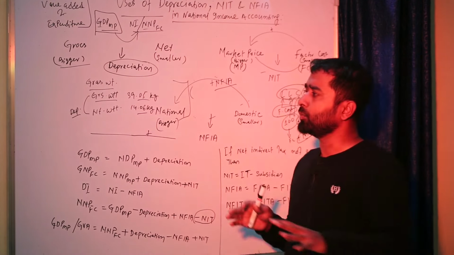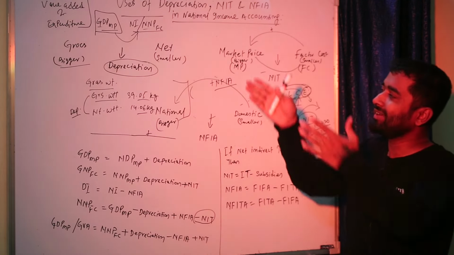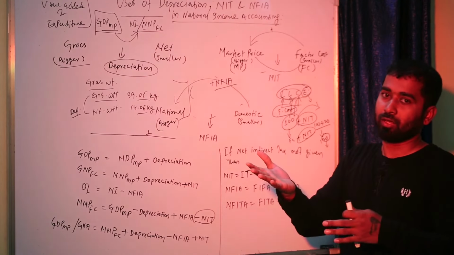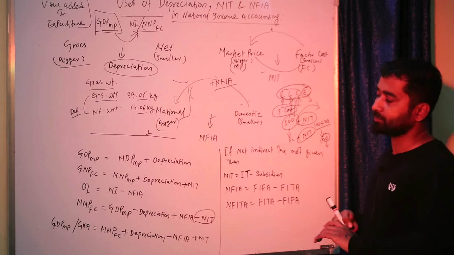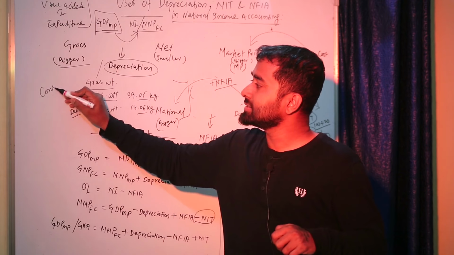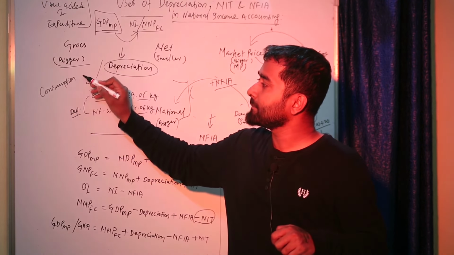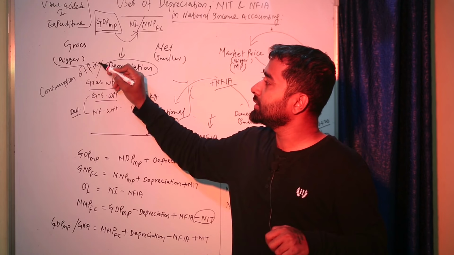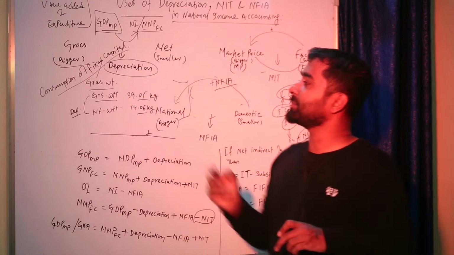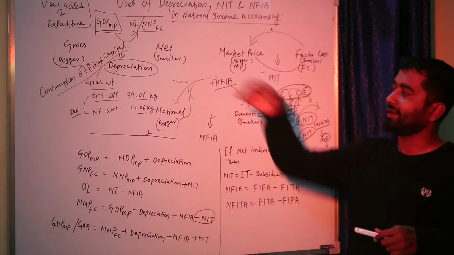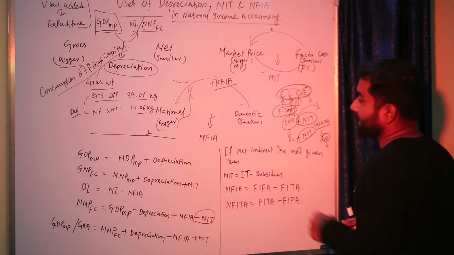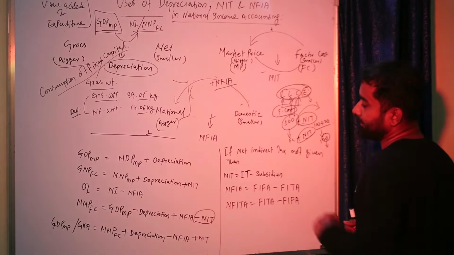But the thing is, it is not always given directly like that. It might be given in an indirect way also. Let's see what the indirect way is. Depreciation is otherwise known as consumption of fixed capital. It might be given as consumption of fixed capital instead of depreciation, so don't be confused, that is nothing but depreciation only. You should use it as depreciation. Okay, the next one is NFIA.